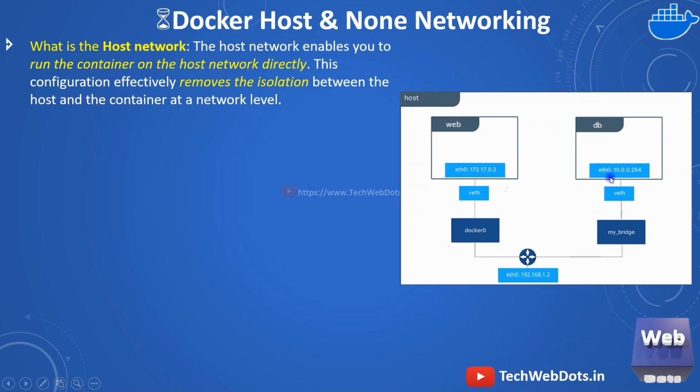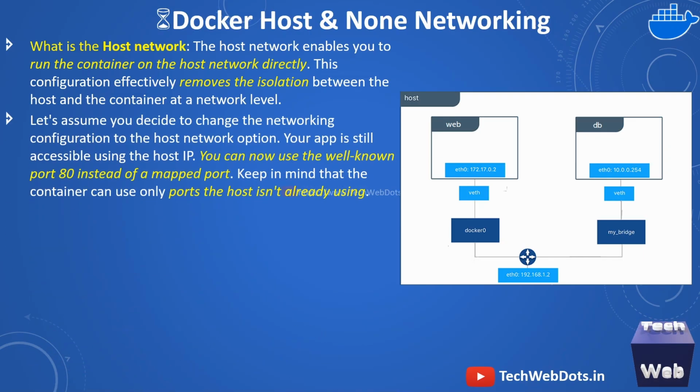Okay, this is how it looks. This is the host, and we are using the same network for both containers, either the DB container or the web container. You can see here the my bridge and docker0 as well. So docker0 is the example of the Docker host.